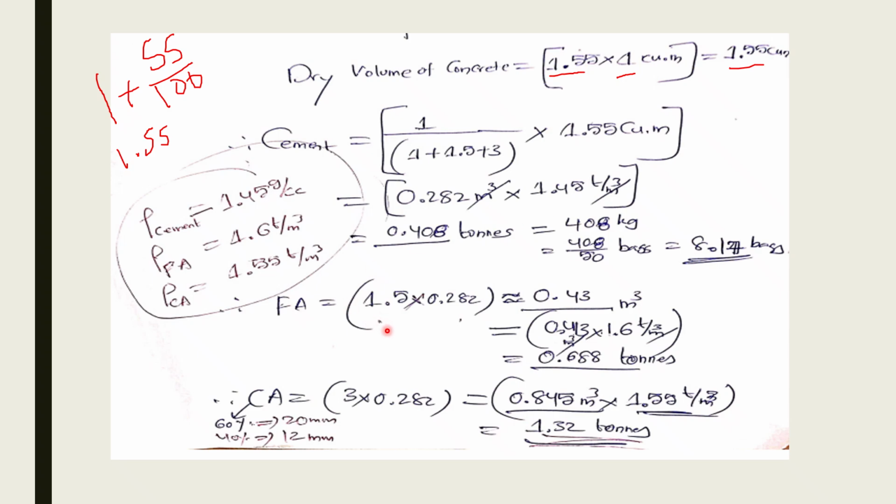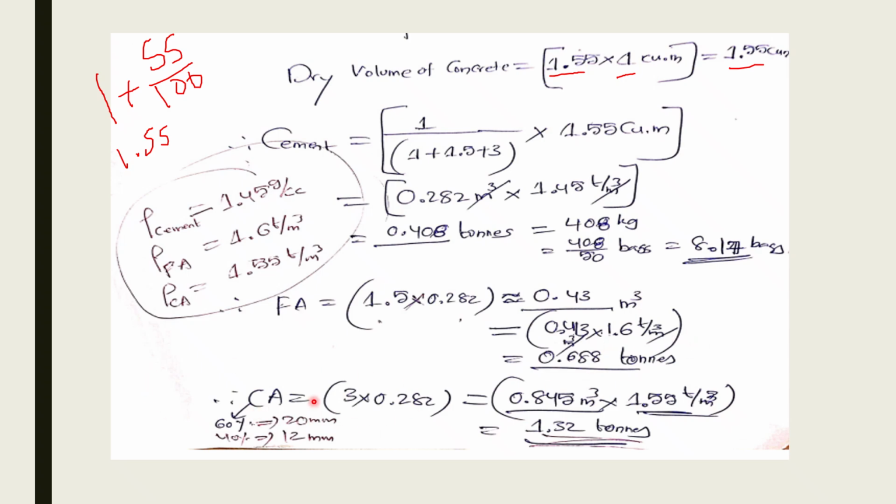Here 1.5 is the fine aggregate proportion in the M20 grade concrete. So 1.5 into this, what is this? Volume of cement. So multiply 1.5 with 0.282, we get 0.43. Multiply the 0.43 with 1.6 ton per meter cube. 1.6 is the density of fine aggregate. Whenever we multiply these two, we get 0.688 tons of fine aggregate required for 1 meter cube.